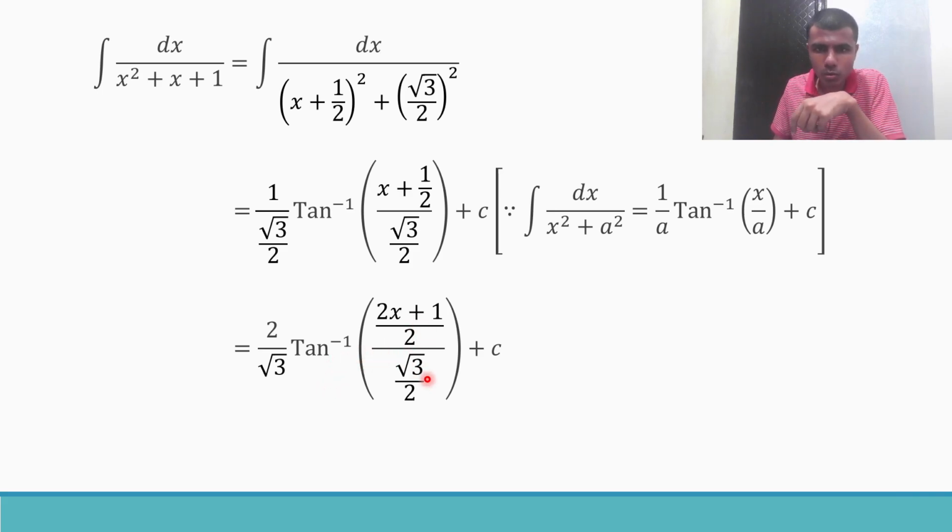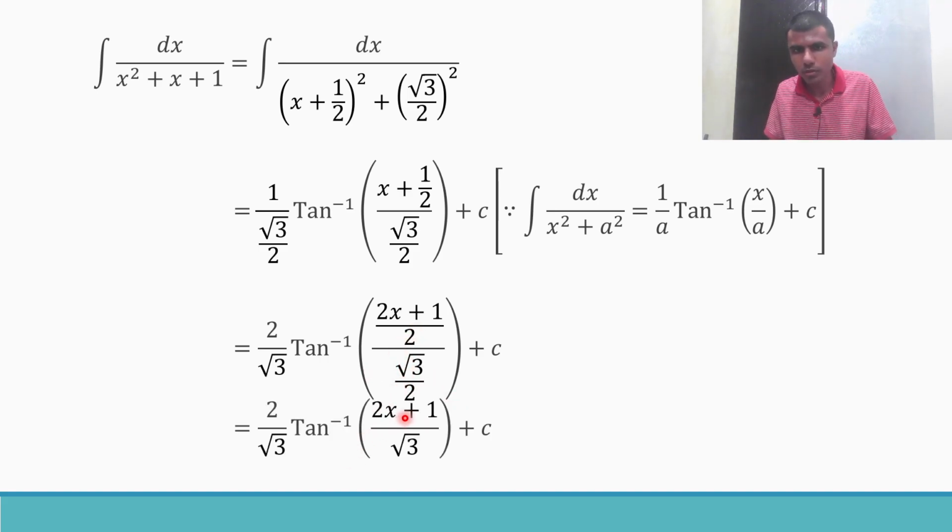Fine. Now the two denominators cancel, so we get 2 by root 3 tan inverse of (2x plus 1) by root 3 plus c. That's it. This was a pretty, a bit short question for an LAQ, if I were to say. Fine. Okay, I wanted to talk about something else today. This question is done.